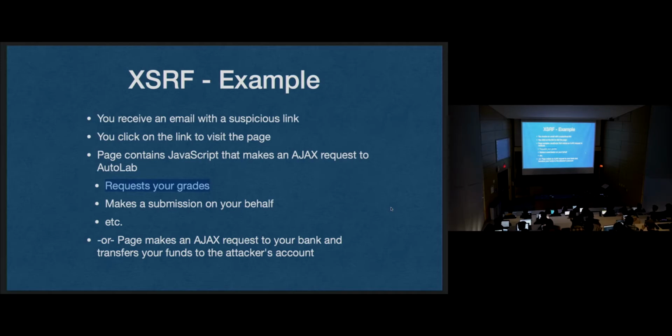So what if somebody has an attack site that makes a request to Autolab for your grades? They have JavaScript that reads that and then sends it back to their database with another AJAX request. So they could effectively steal your grades if you click on one of these attack links. Or even worse, if somebody injects HTML into an insecure site that a lot of people are using, they don't even have to host their own attack site. They can have somebody else host it. Or they can make submissions on your behalf.